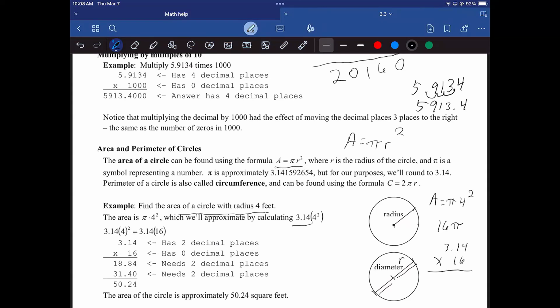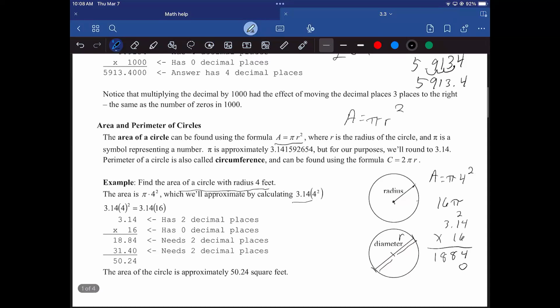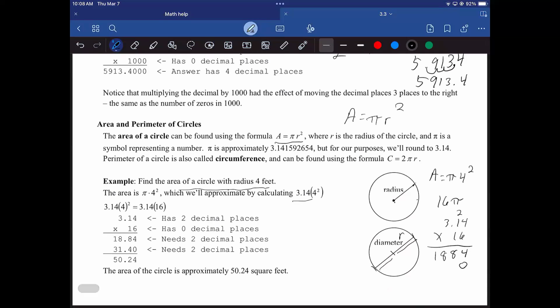And when I do, 6 times 4 is 24. 6 times 1 is 6, plus 2 is 8. 6 times 3 is 18. Put a 0 there to hold that place. 1 times 4 is going to be 4. 1 times 1 is 1. And 1 times 3 is 3. We'll add those together. Got 4. 8 plus 4 is 12. 0 and a 1. And that gives us 5024.